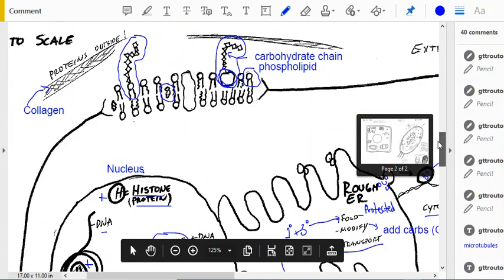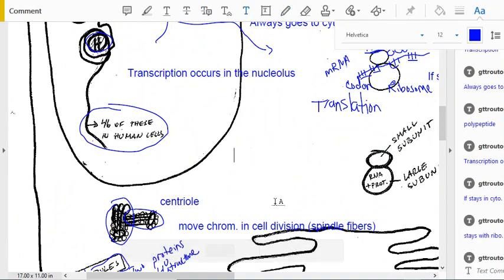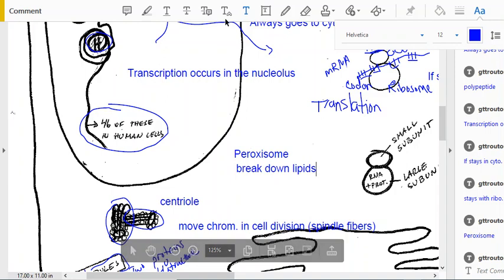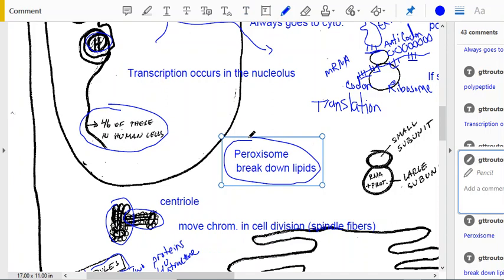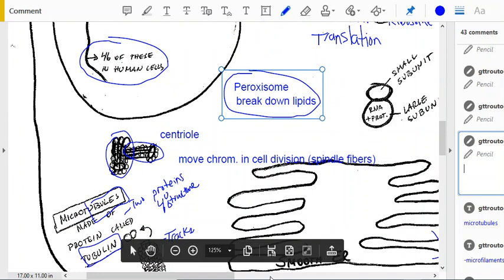Let's go kind of back over here down by the nucleus. Let's just add the peroxisome, because I did talk about it, but I never added it. Peroxisome in cells is going to break down lipid, and that is a little organelle here, so let's go ahead and put a membrane around that. But that is a brief overview of this side of the cell, and we've taken a quick little tour.